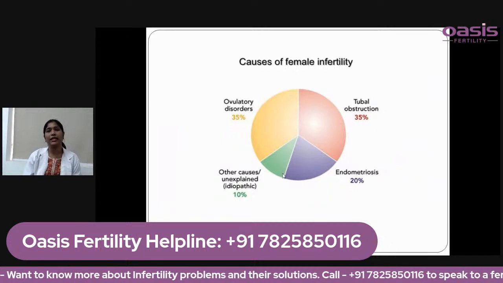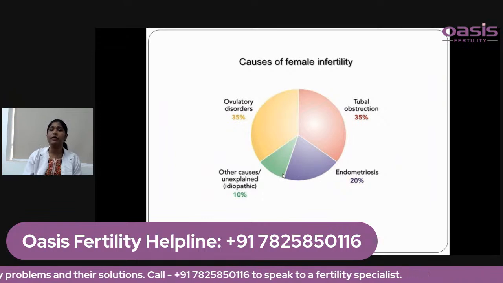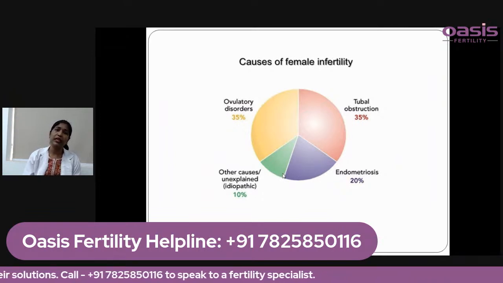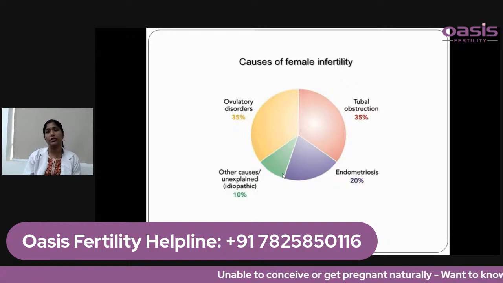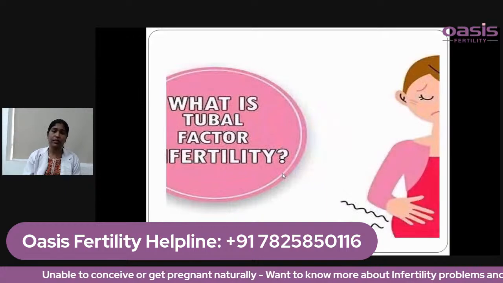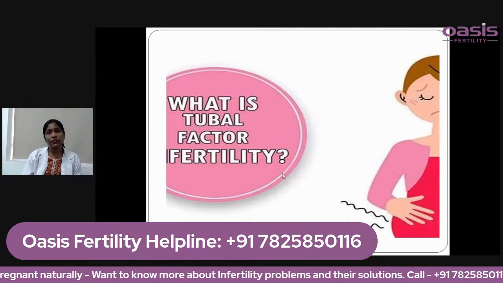So if we look at the various causes of female infertility and how much each problem is contributing, tubal factor infertility accounts for at least 30 to 35% of the various causes. That means at least one third of the causes of female infertility are because of tubal related problems. So this is what we are going to discuss today in detail regarding tubal factor infertility.